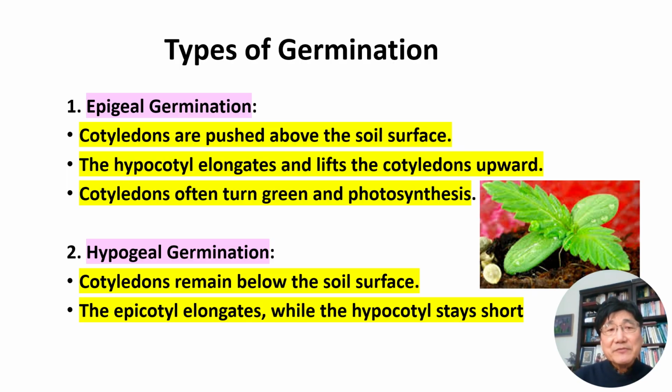There are 2 types of seed germination, epigeal and hypogeal germination. Cannabis shows the epigeal germination type. Its characteristic is that cotyledons are pushed above the soil surface when the seed germinates.